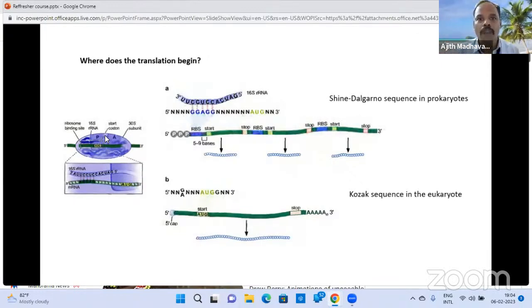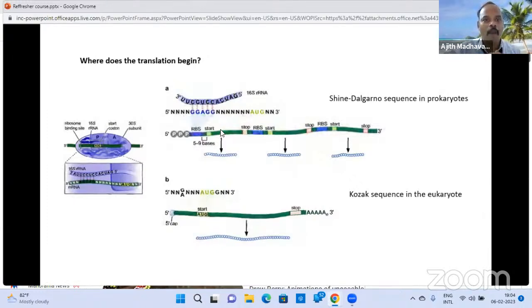It produces wrong information altogether. It has to be started. It has to be started perfectly at the dot on a particular codon, the start codon. How does the ribosome know? Listen very carefully.